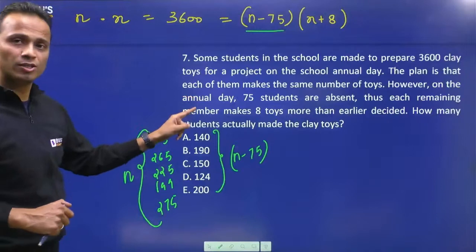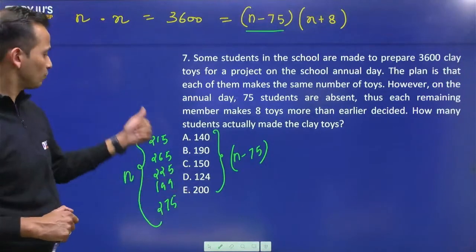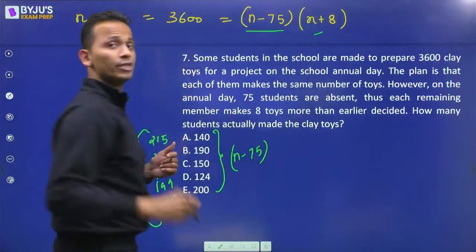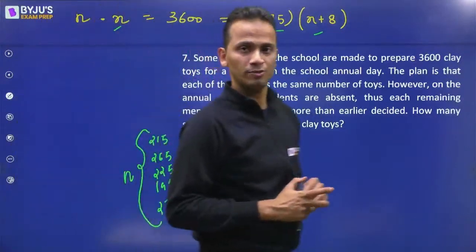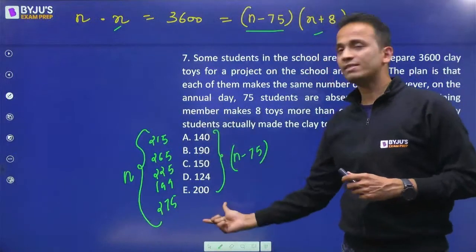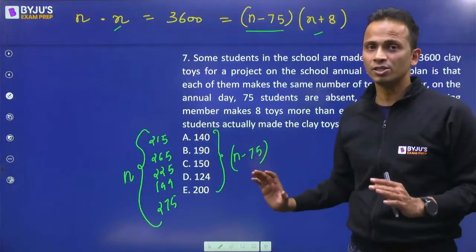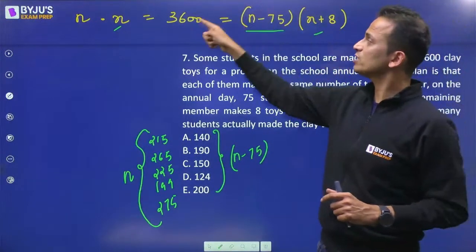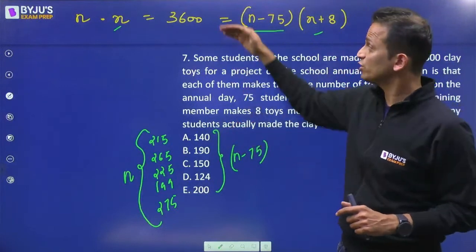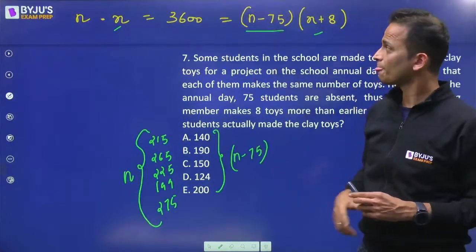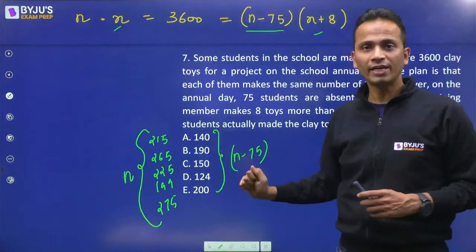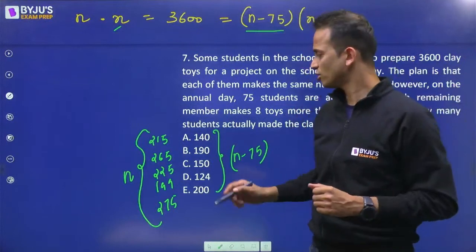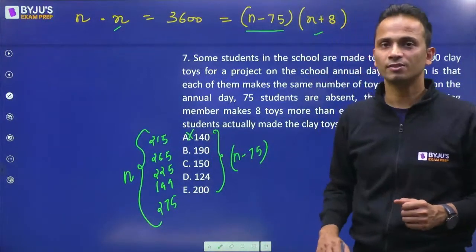Their product should be 3600. Now, either check using the value of n minus 75 or the value of n. The value of x or x plus 8 should also come out to be an integer. So the value of n minus 75 will be considered, which will give me an integral value of this. That means it should completely divide 3600. So I first check 3600 divided by 140. Is it completely divisible by 140? No, it is not. So option A cannot be the answer.